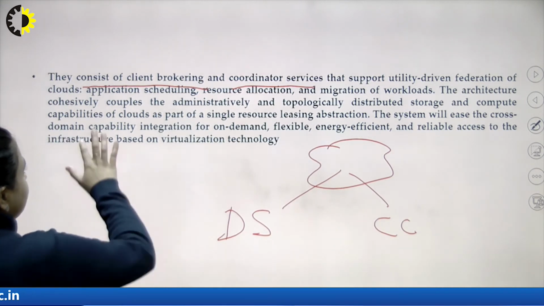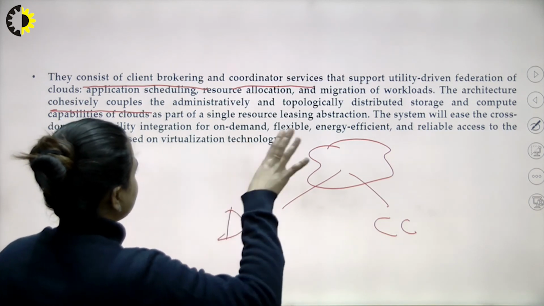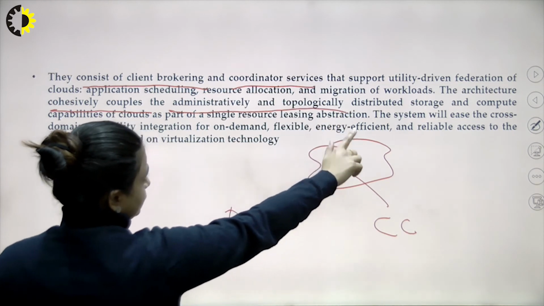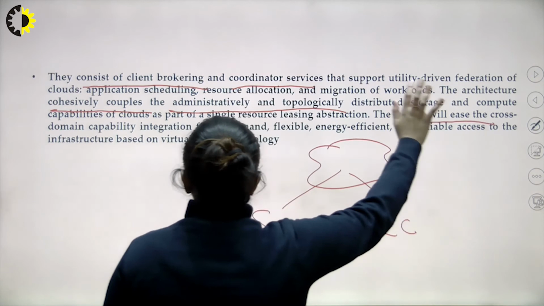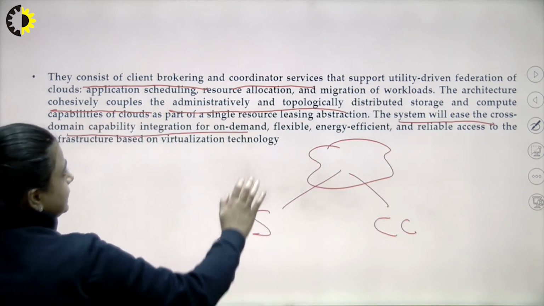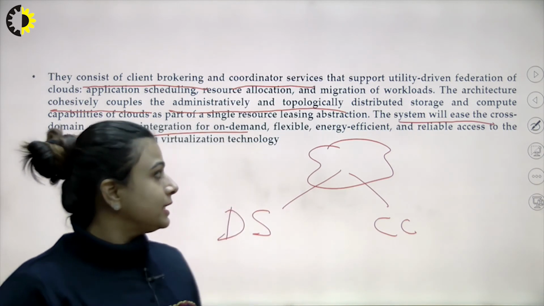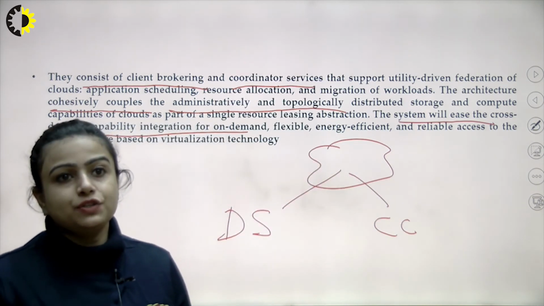So we have to keep them cohesively coupled, okay. So they have to be cohesively coupled, and the administration has to be topologically distributed. Also, the system will always ease the cross-domain capability integration for on-demand, flexible, energy-efficient and reliable access to the infrastructure based on your virtualization technology.